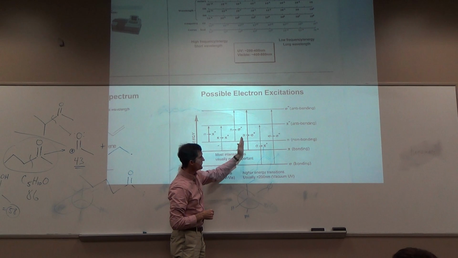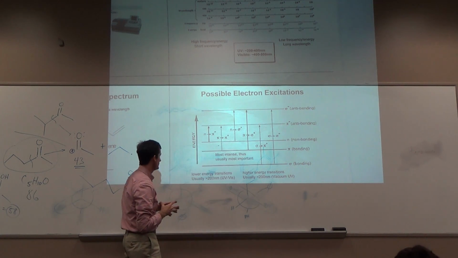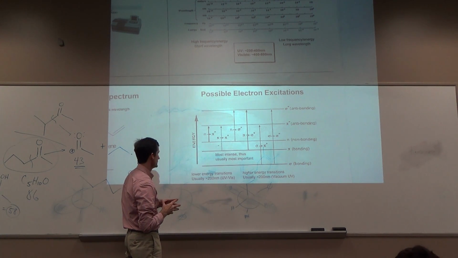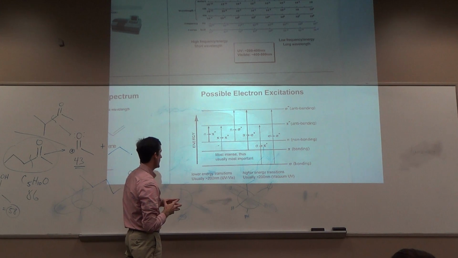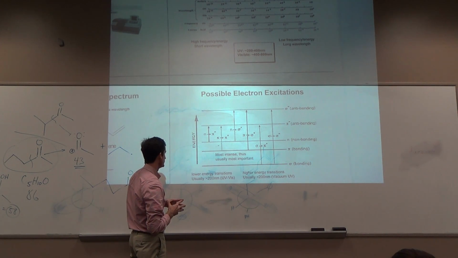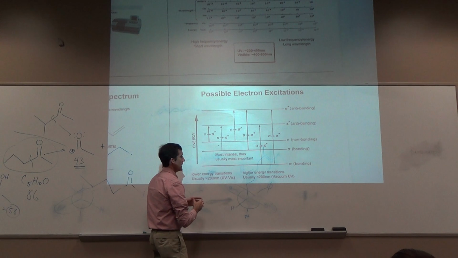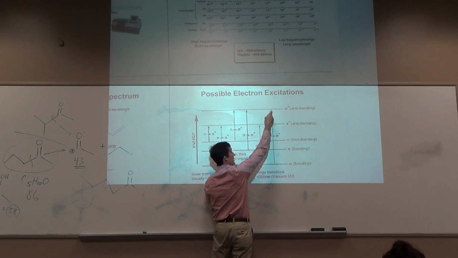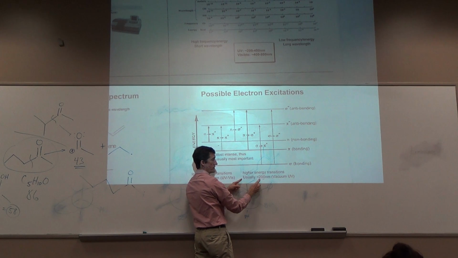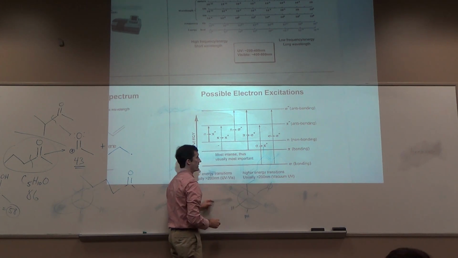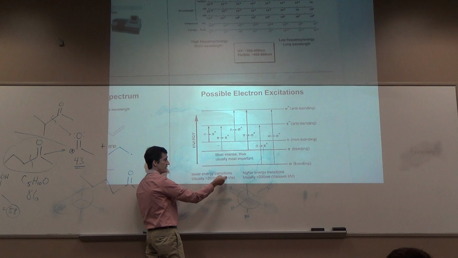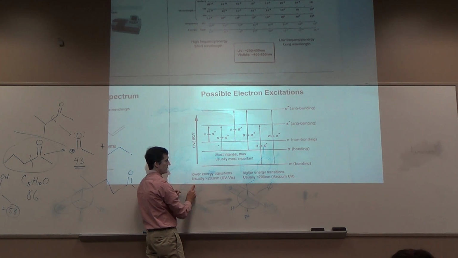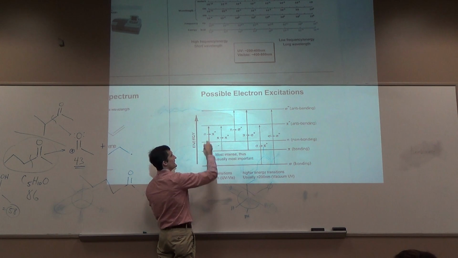Each one of these types of transitions requires a certain amount of energy. Some of your higher energy transitions, such as this to here, take a lot of energy. That's down below 200, vacuum UV. The ones we'll see in the regular UV are your lower energy transitions, and those are mainly these first two.